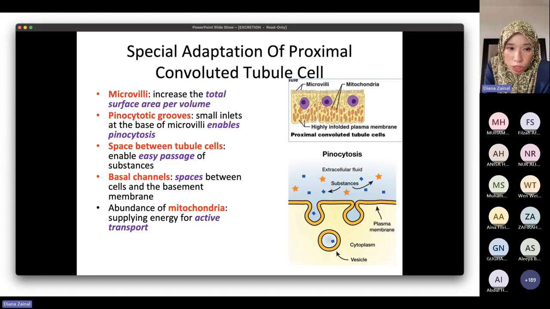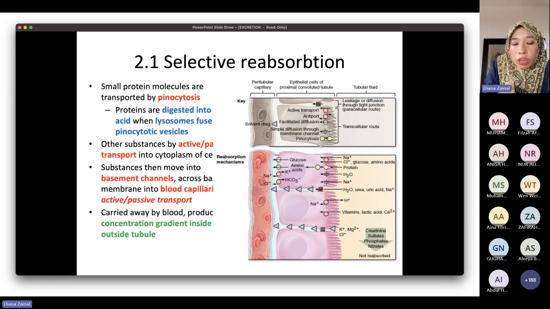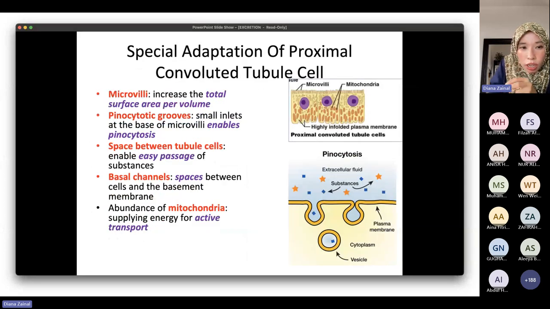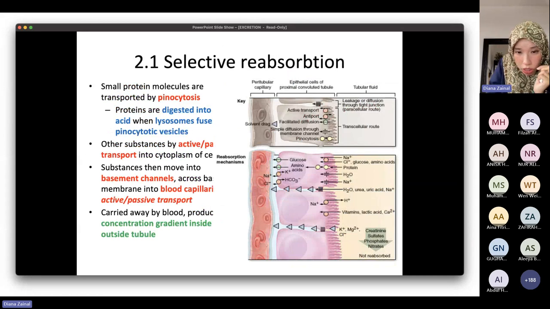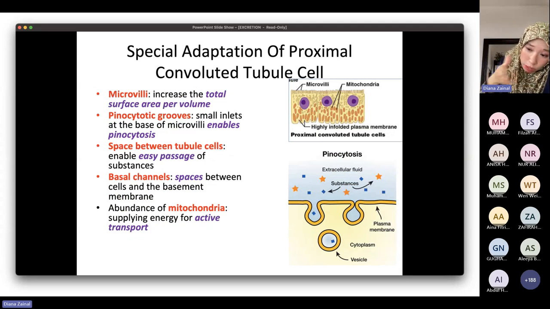And then the pinocytotic groove, which is a small inlet at the base of microvilli, enables pinocytosis. So over here ni yang berlaku dengan pinocytosis. Nampak tak mana this one. They help them to pass through the pinocytosis. Dia masuk dalam vesicle to help them to pass through. And then the space between the tubule cells also enables the easy passage of the substances. There will be spaces over here. Ni yang katanya, the spaces. If it's small enough, they can just pass through.